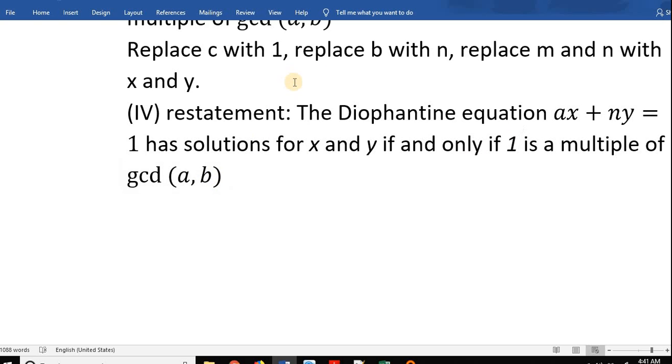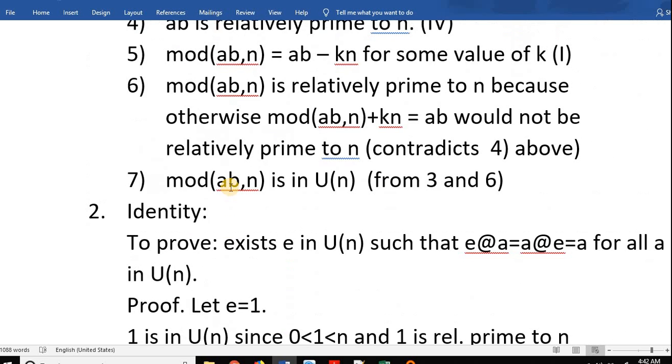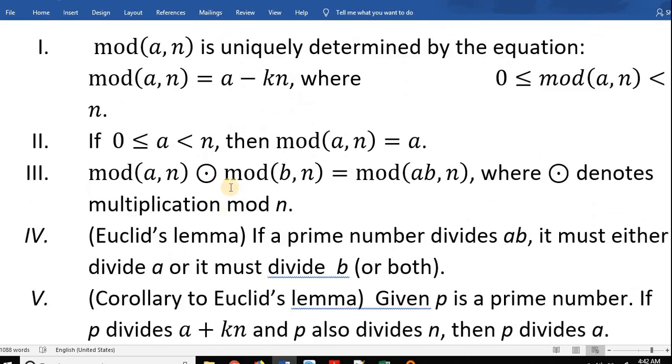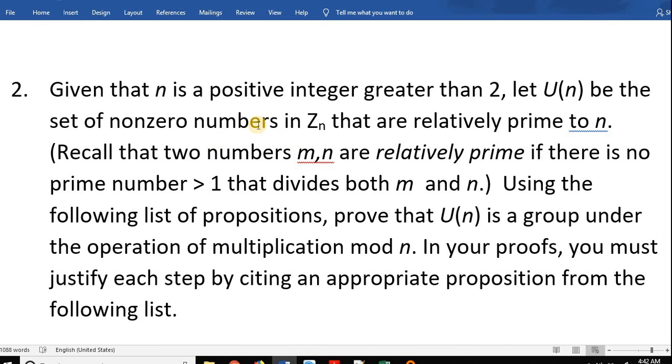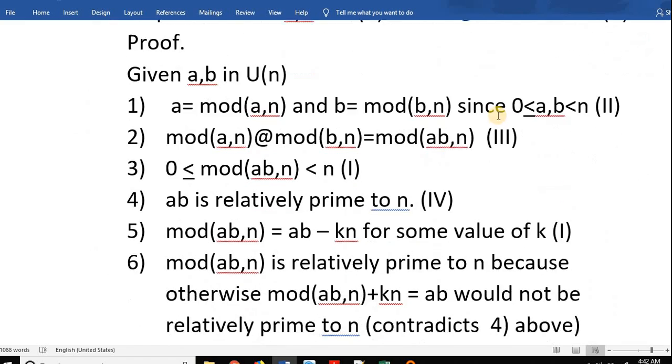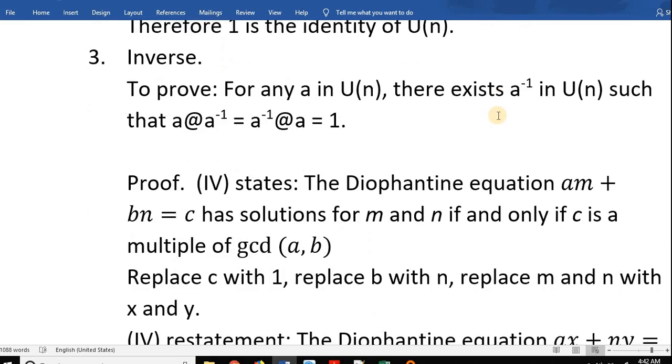Now, remember, we're replacing b with n. So that means that a and n are relatively prime. Okay. So a and n are relatively prime. That means that a is in U of n. That's the definition of U of n. Go back up here and see that. Right? U of n is the set of non-zero numbers in Zn that are relatively prime to n. Now we know that a is in Zn, and a is relatively prime to n. So this is staying down here.